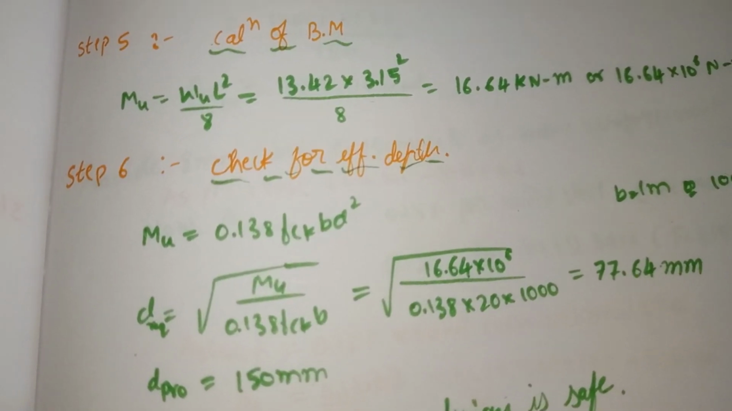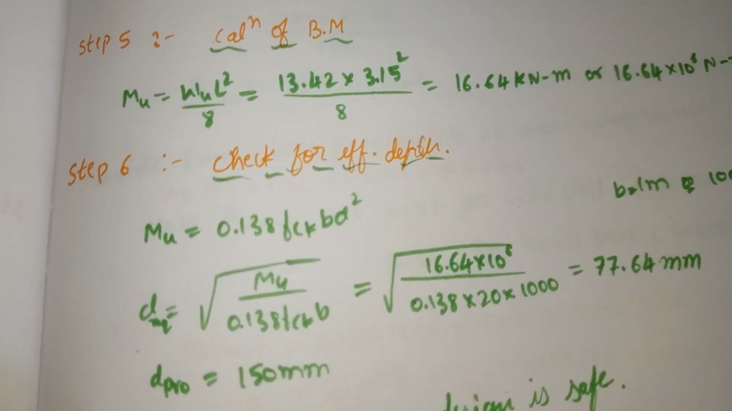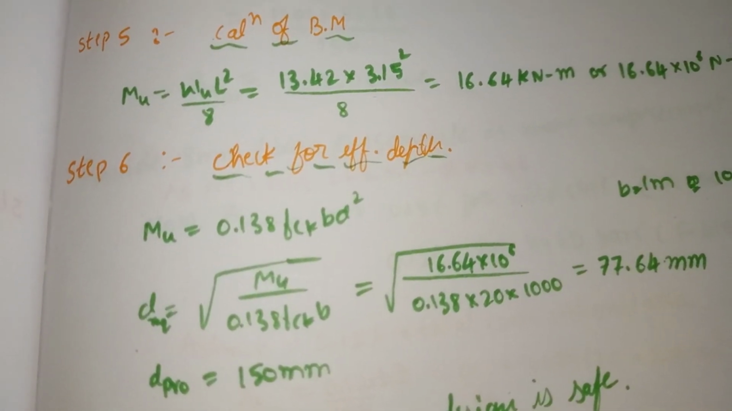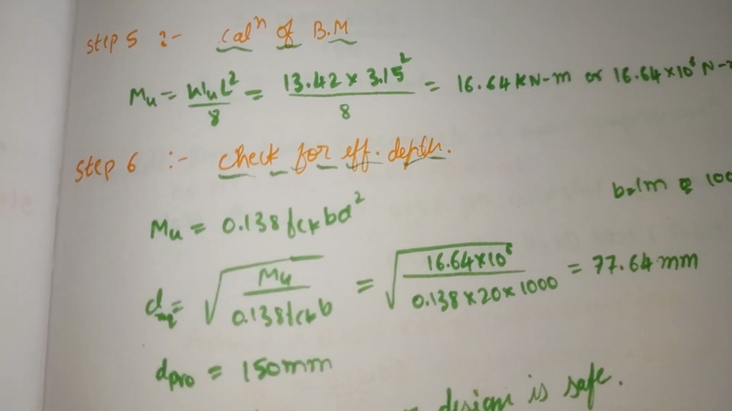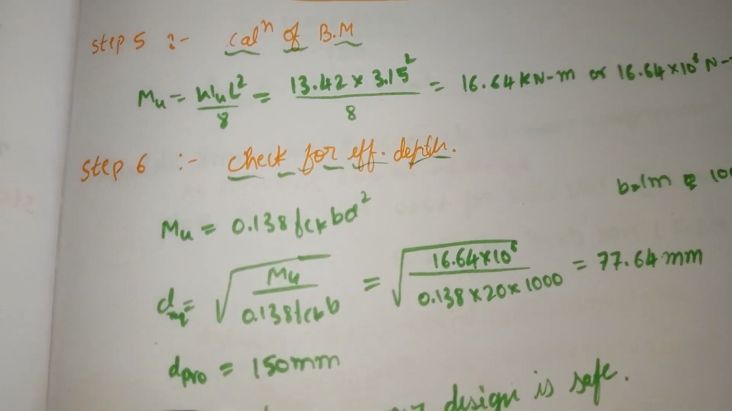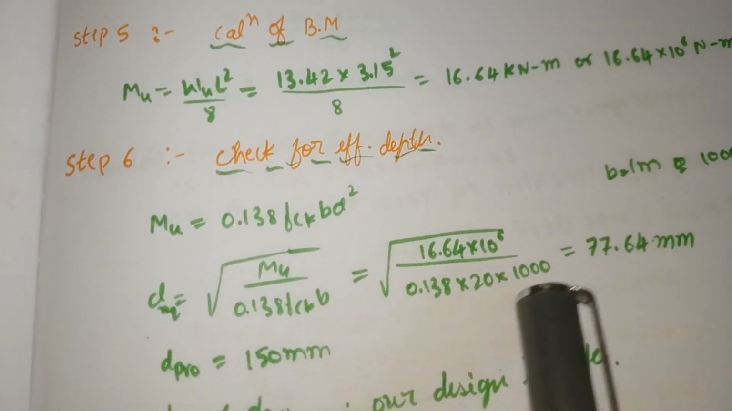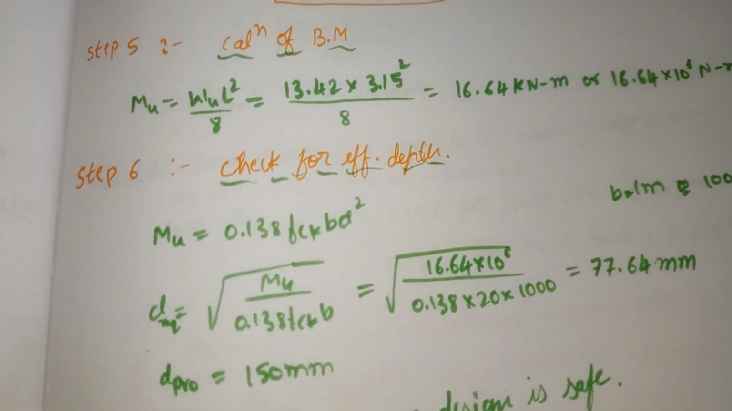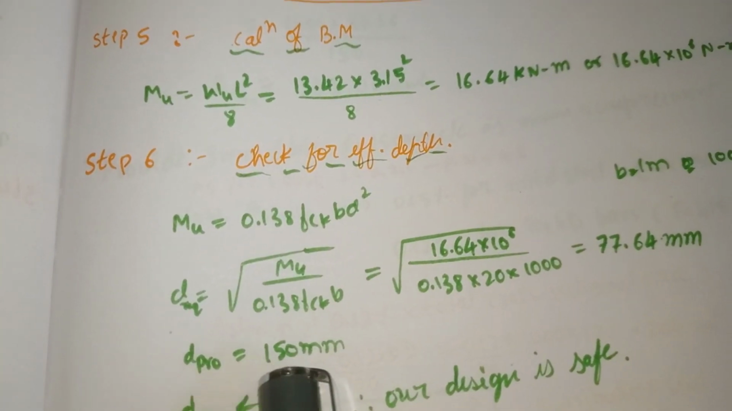So why we need to go for the check for the effective depth means whatever depth we have provided, whether that is sufficient to carry this moment or not, we have to check. So our d required for this problem is 77.64. We have provided d provided, how much we have provided? We have provided 150 mm.